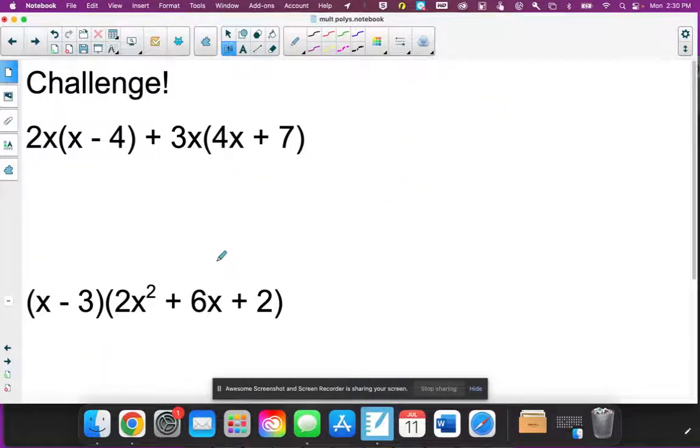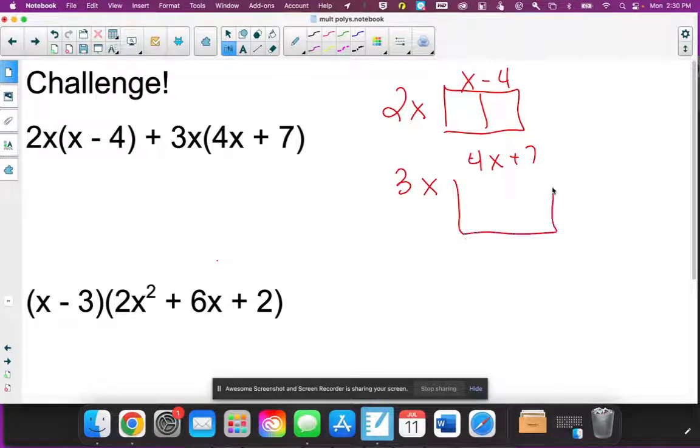Okay, so something like this, very, very common as far as a solving problem on your EOC, or an equation that you would end up solving. So PEMDAS tells us that we would do multiplication first, right? We can't do the parentheses, but we can do the multiplication. So you're doing 2x times x minus 4. There's my area model. And you're also doing 3x times 4x plus 7. Okay. And then you're going to add everything together when you're done as far as like terms.